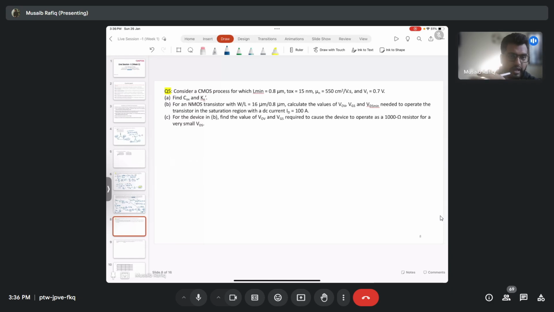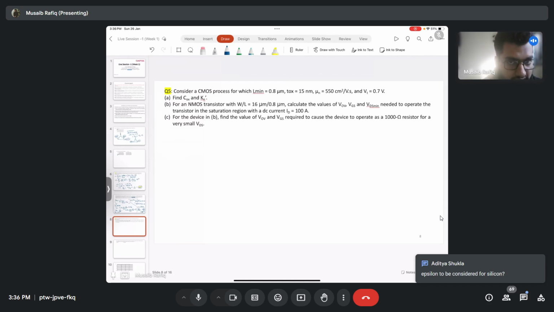Calculate the values of overdrive voltage, VGS, and VDS min needed to operate the transistor in the saturation region with a DC current of 100 microamps. And the final question is for the device in part B: find the value of overdrive voltage and gate source voltage required to cause the device to operate as a 1000 ohm resistor for a very small VDS.